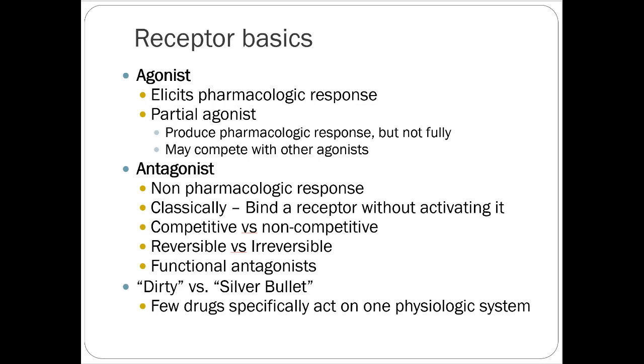However, there are differences within these terms. For example, within agonists, you have partial agonists that produce a pharmacologic response, but not fully, and may compete with other agonists. A good example of this is a drug called buprenorphine. Has anybody heard of Suboxone? It's used for opioid addiction. That's a partial agonist for the mu-opioid receptors. What it does is it binds to the receptor and activates it a little bit. So you get a little bit of an opioid effect from the drug, but not as substantial as you'd get if you shot up heroin.